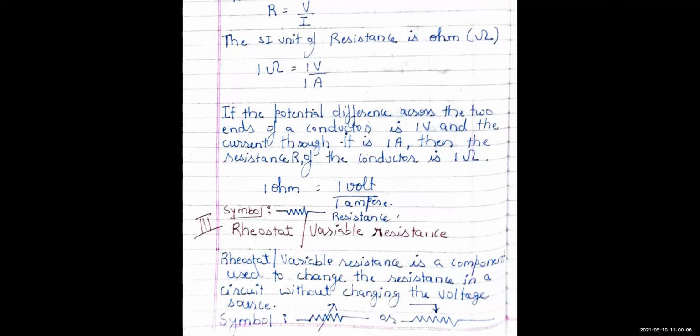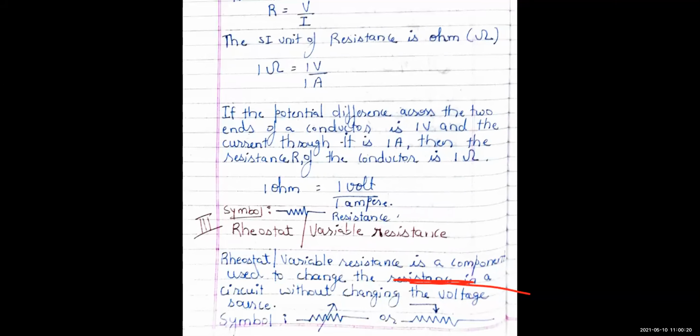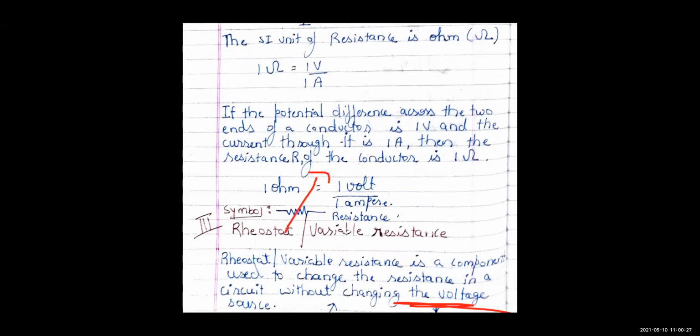And the symbol for variable resistance is just putting an arrow over the symbol of resistance, or you can use the second symbol, which is this one. Okay, beta. So these are your electrical symbols for the rheostat. Either you put an arrow over the symbol of the resistance, it also represents the variable resistance.